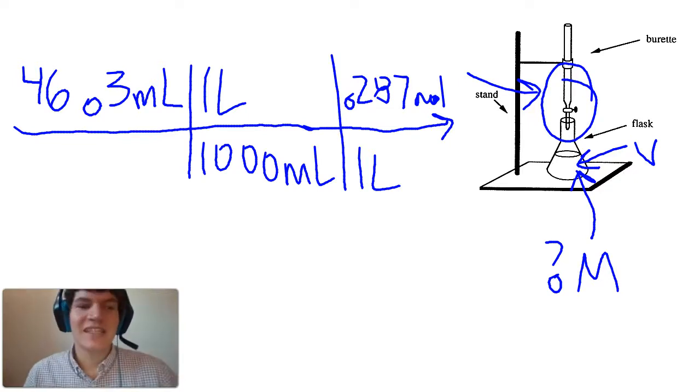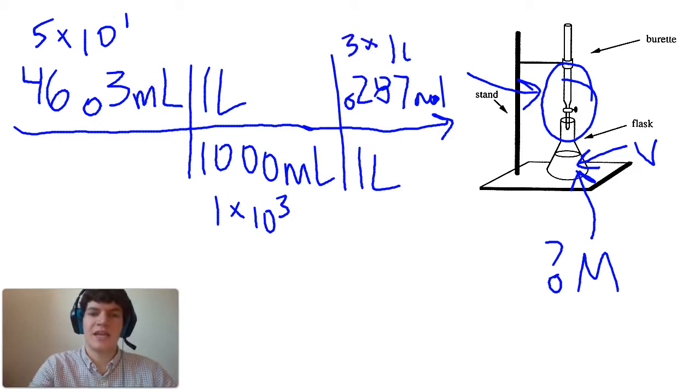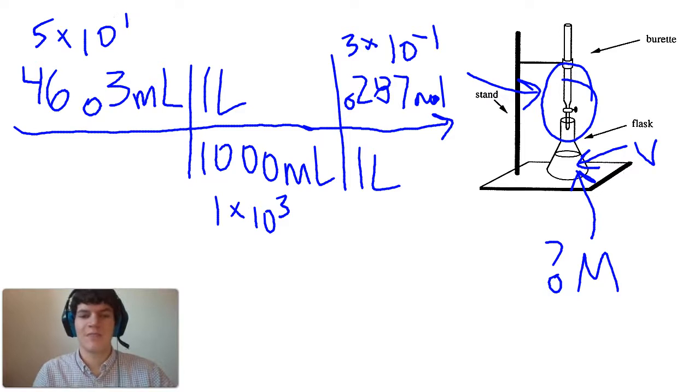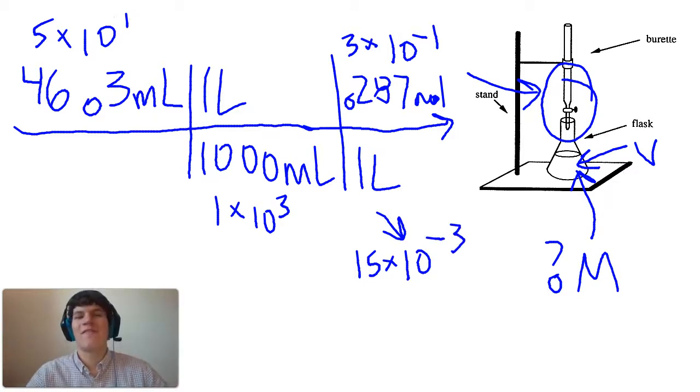So in this case, I'll convert this number to 5 times 10 to the first, I'll convert this number to 1 times 10 to the third, and I'll convert this number to 3 times 10 to the negative 1. Now I do this calculation, and overall I get 15 times 10 to the negative 3. So 15 times 10 to the negative third is the moles of NaOH.